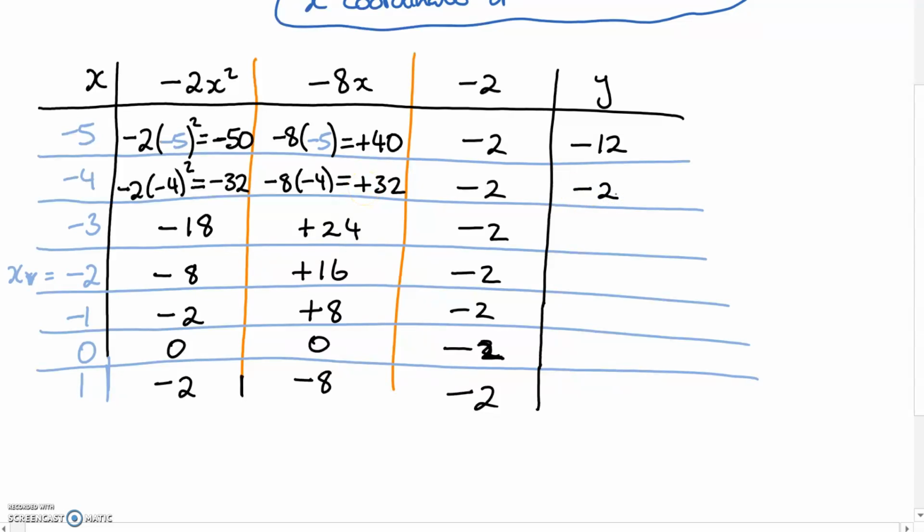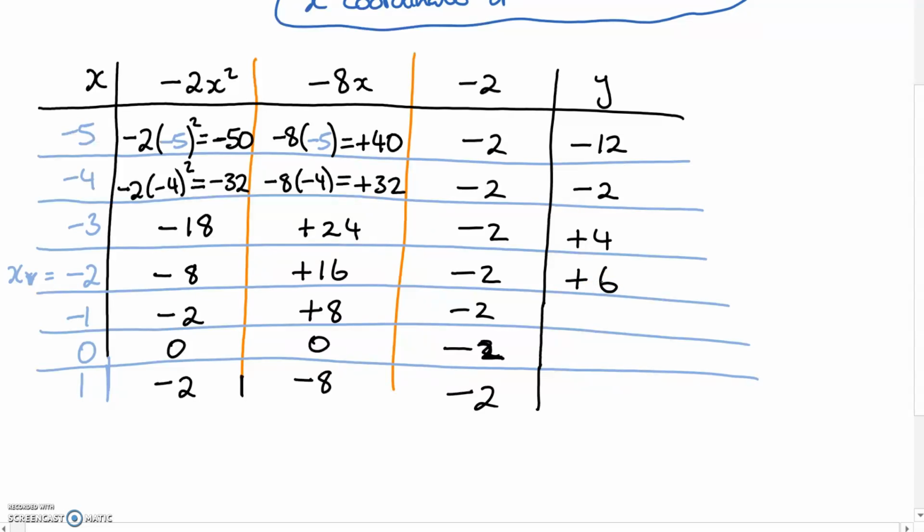Negative 18 plus 24 minus 2. Well, if we add the two negatives, negative 18 and negative 2 is negative 20. Plus 24 is plus 4. Negative 8 plus 16 minus 2. Negative 8 and negative 2 is negative 10. 16 minus 10 is plus 6.